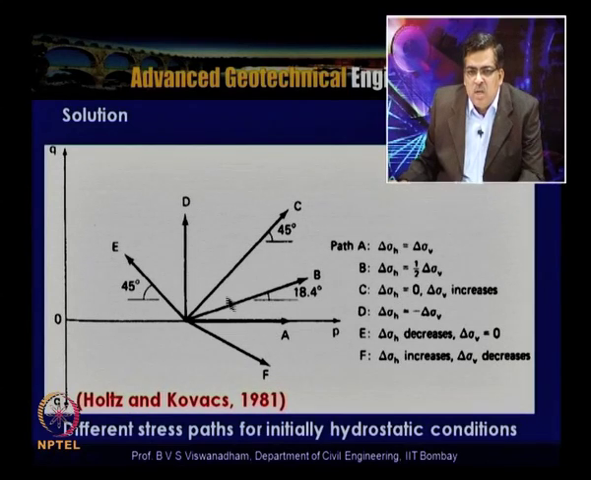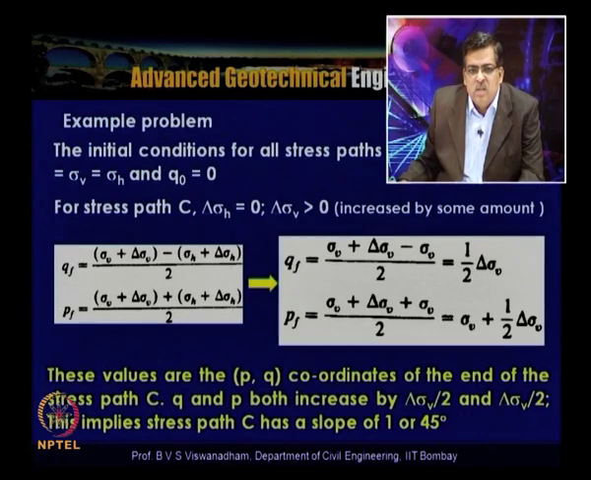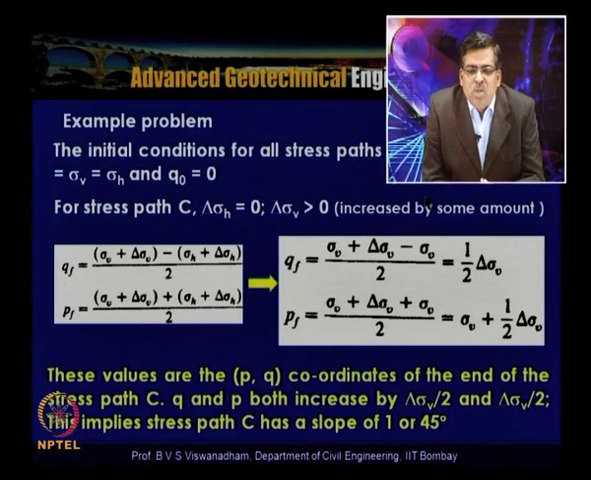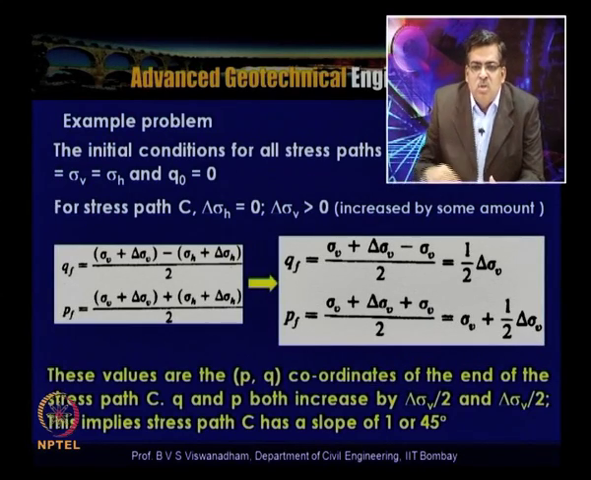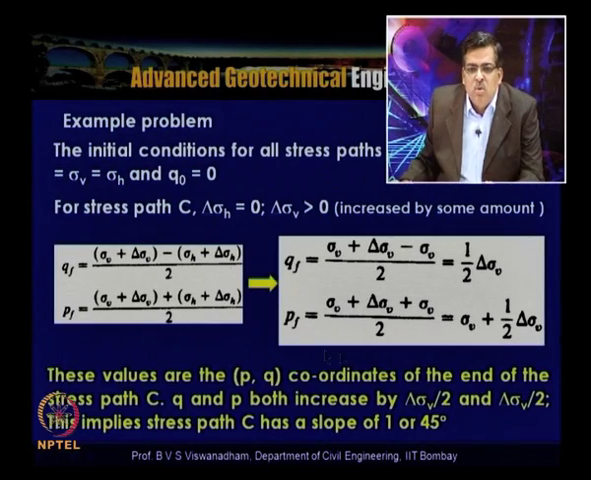The third loading condition, for stress path C, is delta sigma H equal to 0, that is no change in sigma H but sigma V continues to increase. We have discussed this, but again we will solve it using the method we just discussed, with delta sigma H equal to 0 and delta sigma V greater than 0. Then we can substitute: QF is equal to sigma V plus delta sigma V minus sigma V by 2, because delta sigma H is equal to 0, so it becomes delta sigma V by 2, and PF is equal to sigma V plus delta sigma V plus sigma V by 2.